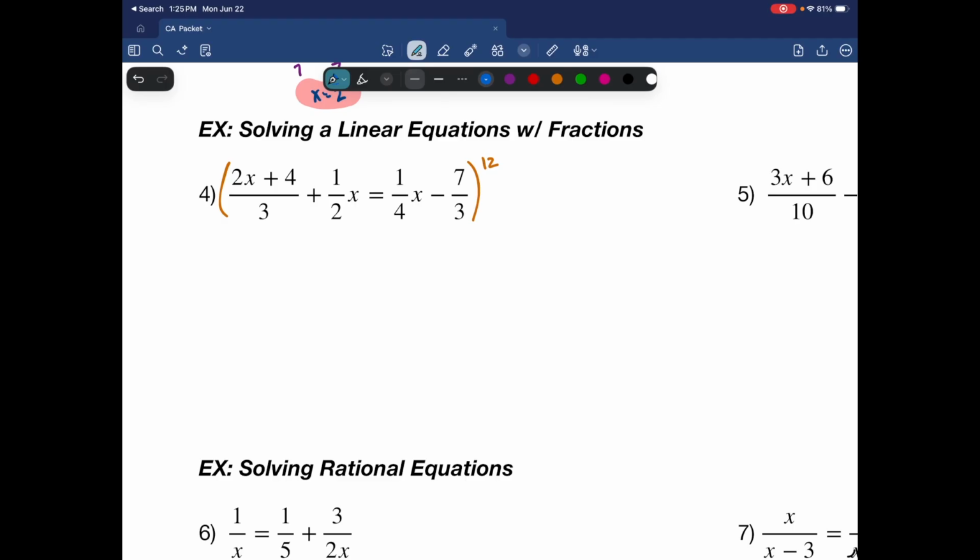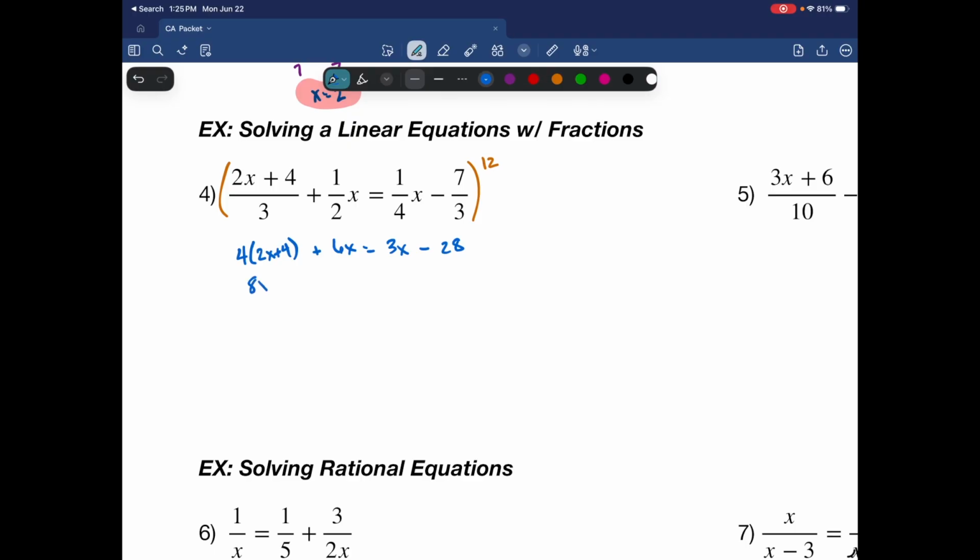So 3 goes into 12 4 times. So this first fraction is going to be 4 times 2x plus 4. Plus half of 12 is 6, so that's going to be 6x. 4 goes into 12 3 times. 3 times 1 is 1. So, 3 times 3 times 1 is 3. So I got 3x minus 3 goes into 12 4 times 7 is 28. So just like that, I don't have any fractions anymore. I just need to clean it up, solve for x.